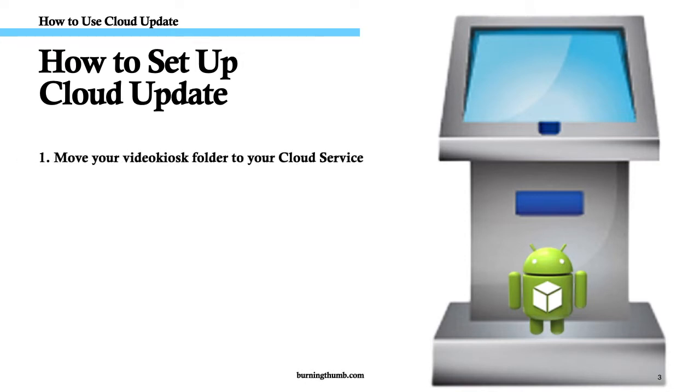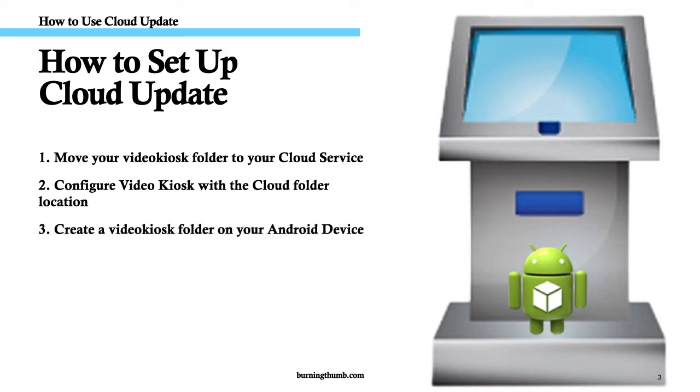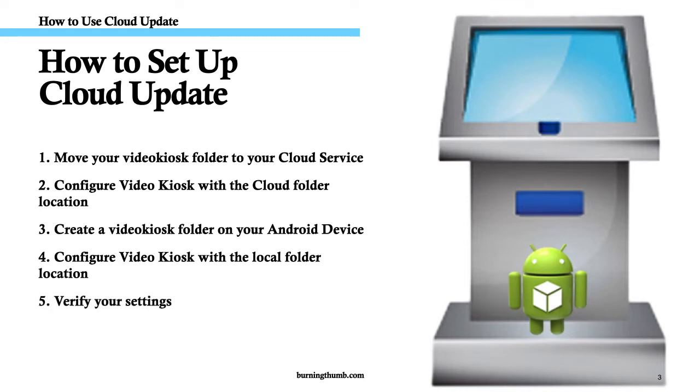Step 1. Create a VideoKiosk folder on your cloud drive. In this video, I'm going to use Google Drive. Step 2. Configure the VideoKiosk cloud update settings with the cloud folder location. Step 3. Create a VideoKiosk folder on your Android device. Step 4. Configure the VideoKiosk cloud update settings with the local folder location. Step 5. Verify your settings. And Step 6. Enable downloading. Here's each step in detail.